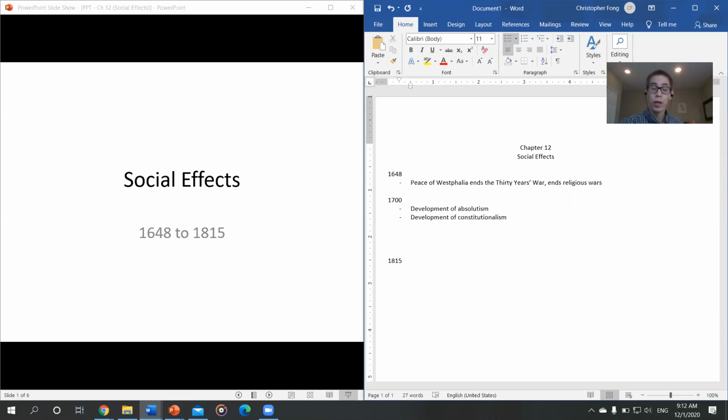So as one conflict ends, the religious wars, a new conflict begins of these two political ideologies, absolutism and constitutionalism, developing in parallel with each other. Absolutism in France, Russia, Prussia, constitutionalism mostly in England and the Netherlands.